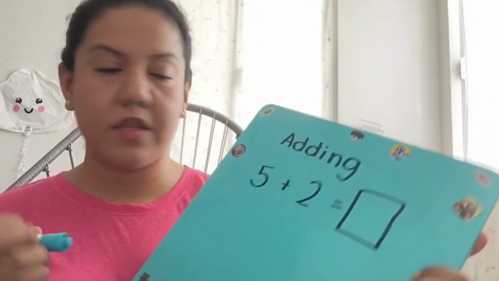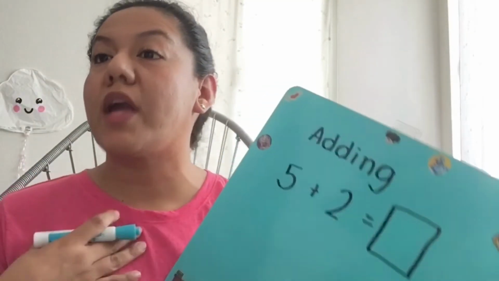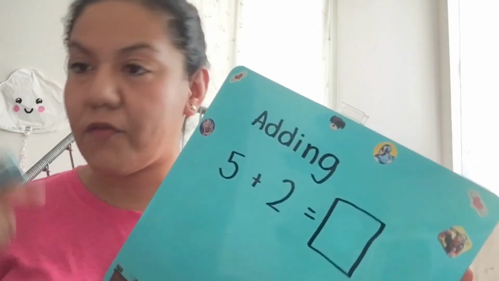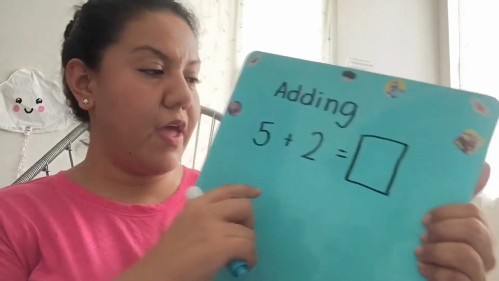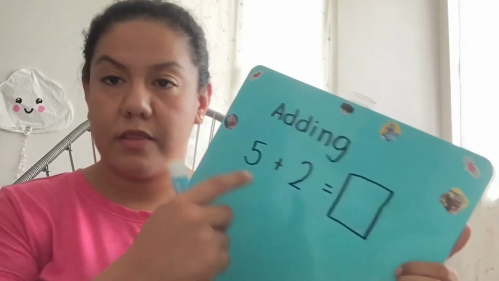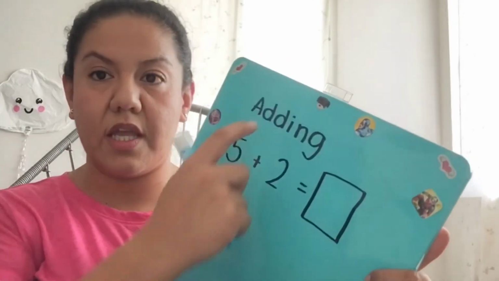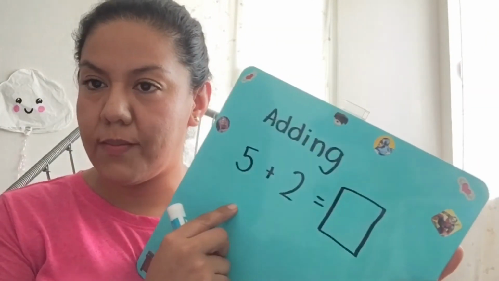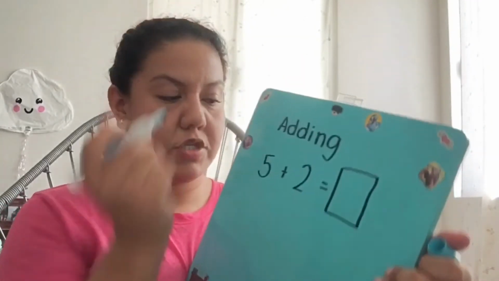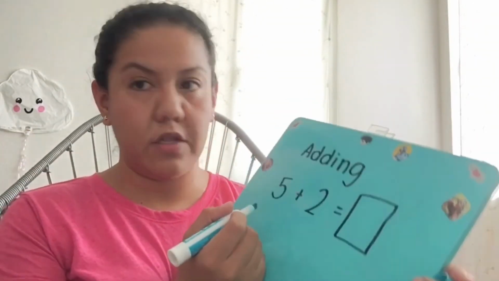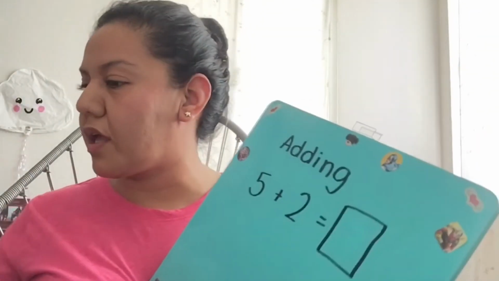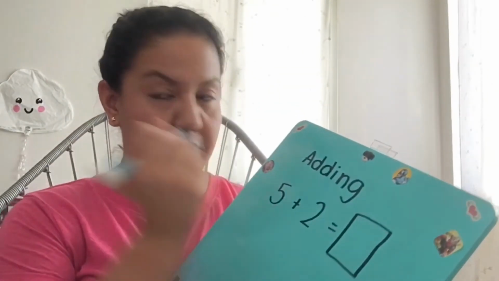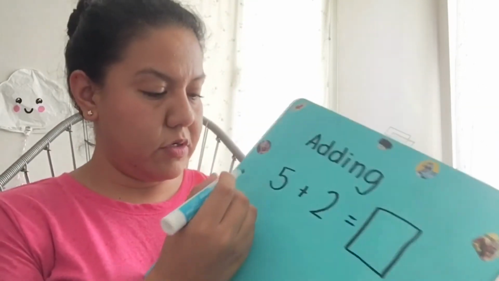But we also can do it in a different way. We have to find the way that is easiest for us to solve the operations, okay? Just remember that when it's an addition, you have to add the numbers together. So you can count with your fingers, you can count with some items, or you can draw tallies or dots. For example, I'm going to draw some dots.